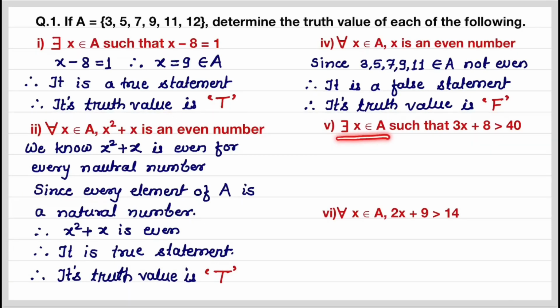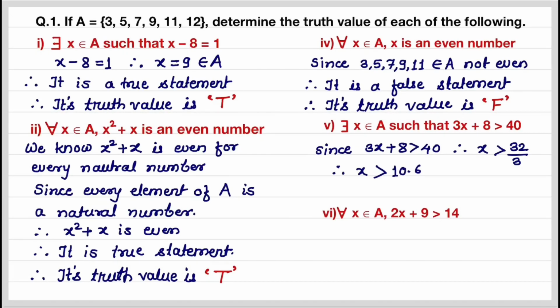Example number 5. There exists x belonging to A such that 3x plus 8 is greater than 40. As the quantifier used is there exists, we must have at least one value of x satisfying the condition 3x plus 8 is greater than 40. Solving this inequality, we get x is greater than 32 upon 3. That means x is greater than 10.66.